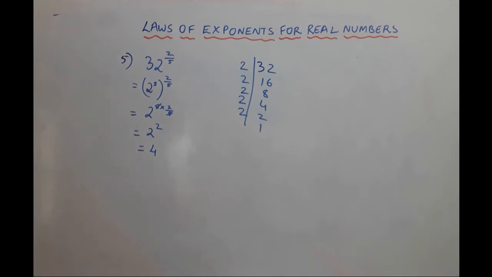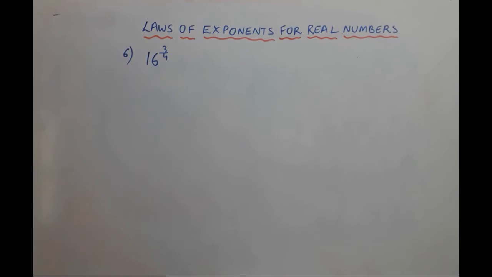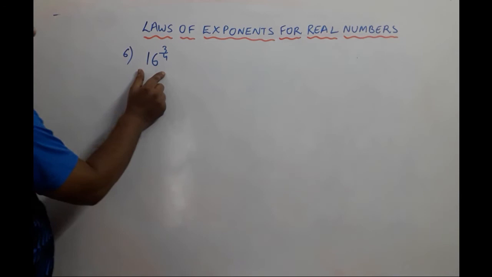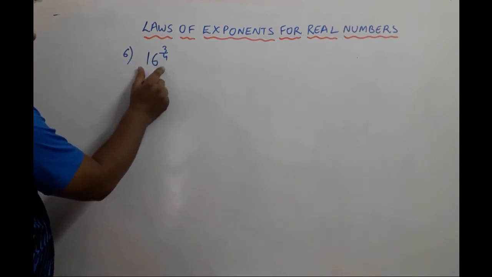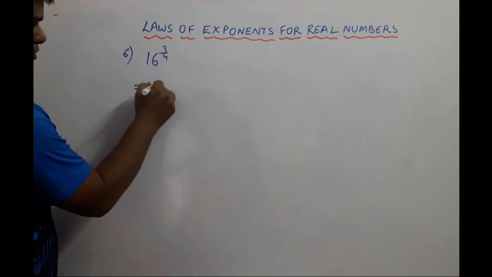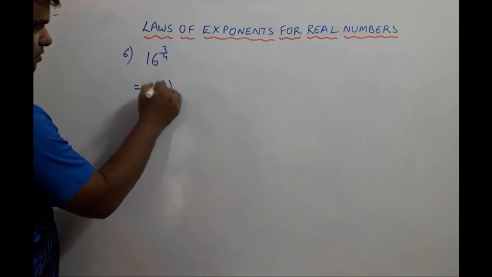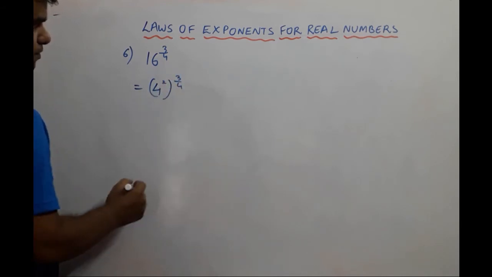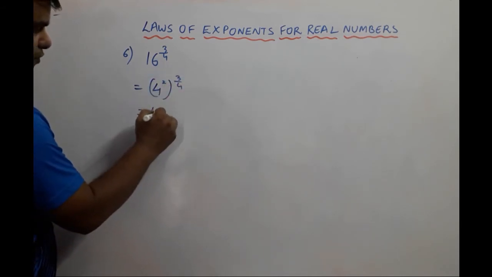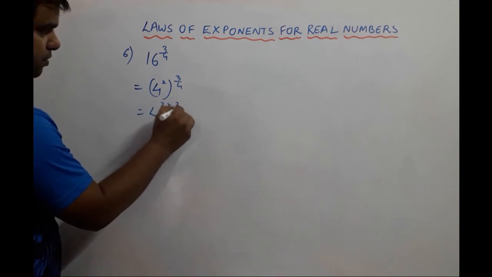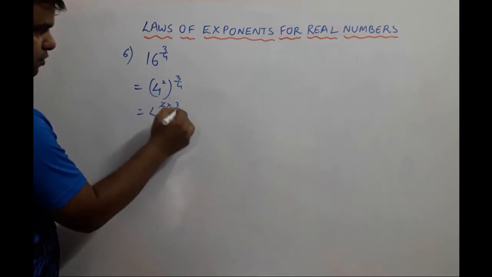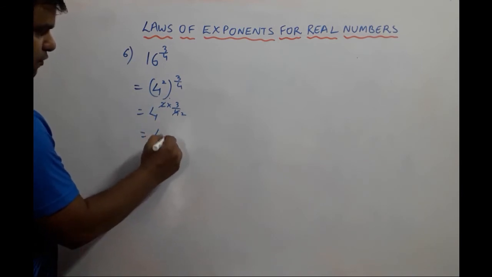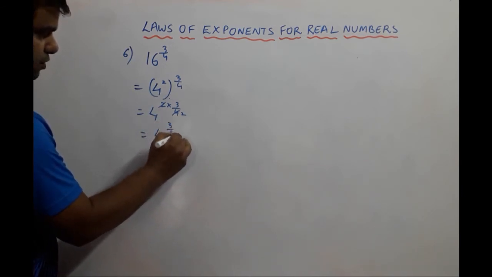Easy? Let us continue solving a few more problems. Our next problem is 16 raised to 3 upon 4. Now 16 is a perfect square of 4. But if you take 4 over here, I'll show you what will happen. 4 square, raised to 3 upon 4. Powers get multiplied. 4 into 2 into 3 upon 4. 2 1s are 2, 2 2s are 4, and you will be left with 4 raised to 3 upon 2.